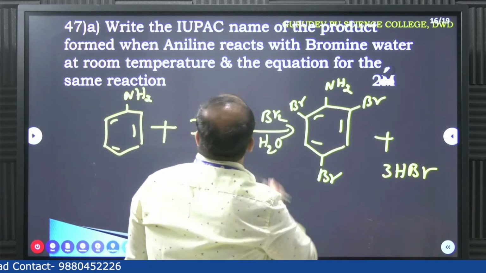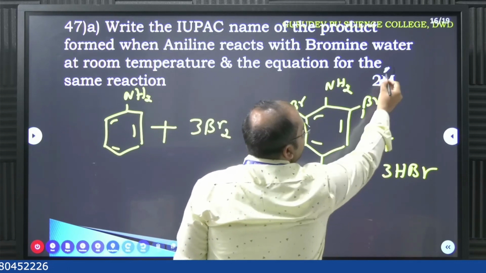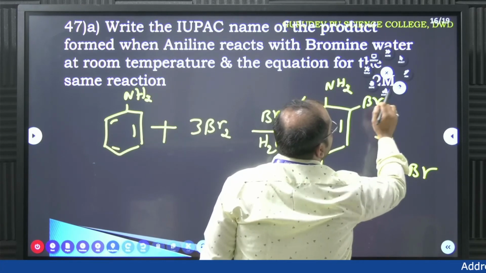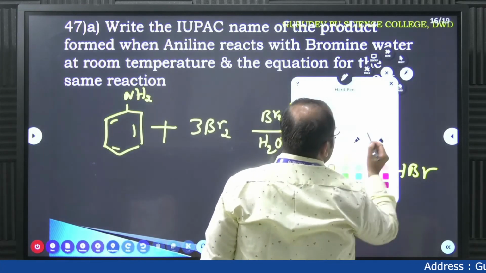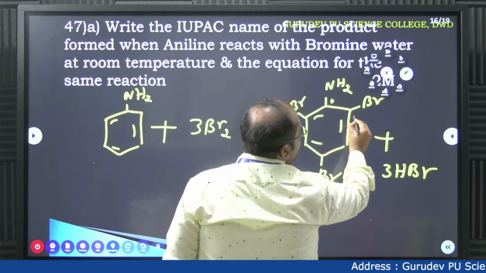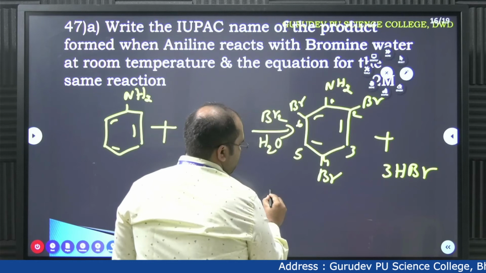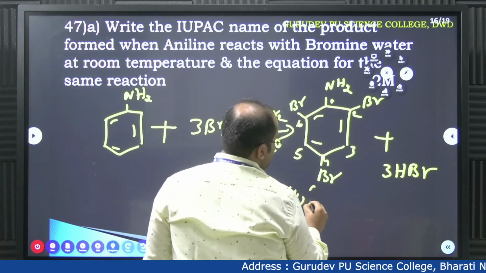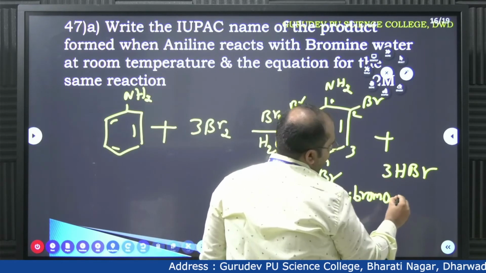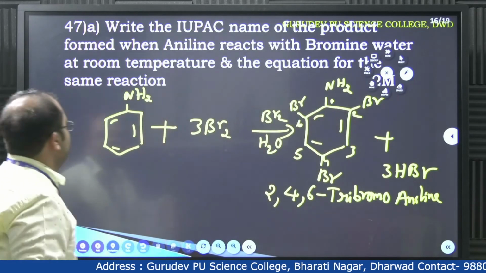Now they are asking for the IUPAC name, so you have to give the numbering. Here is the amino group at position 1, then 2, 3, 4, 5, 6. So here it is 2, 4, 6-tribromoaniline. That is the product formed here.